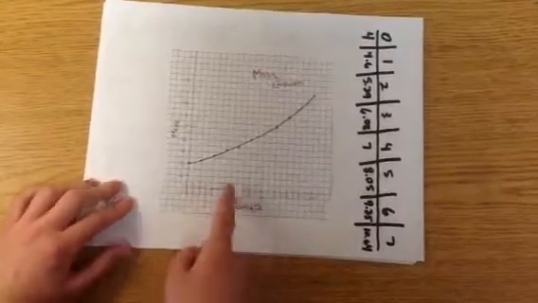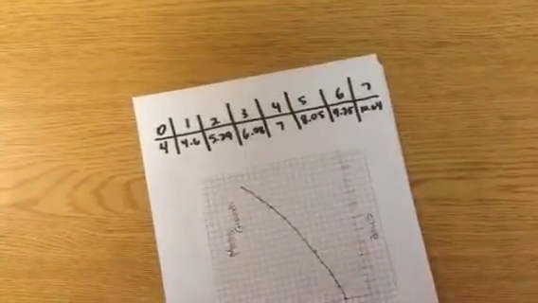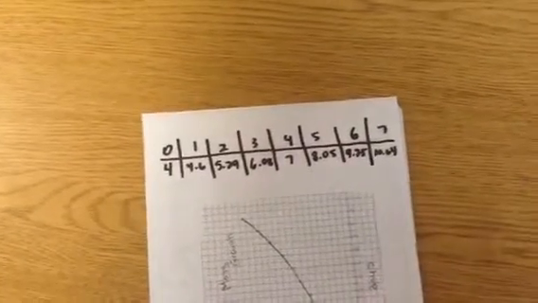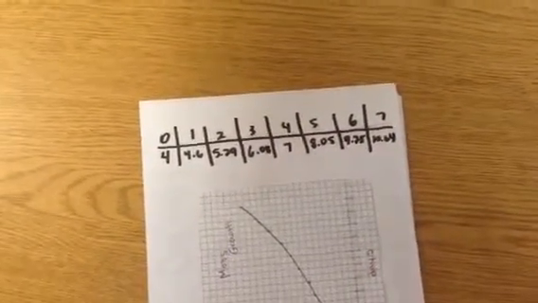So this is our graph and the table. We started at 4, and our last number was 7 with 10.64.